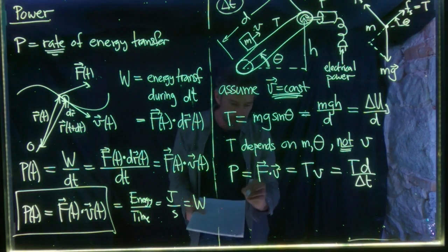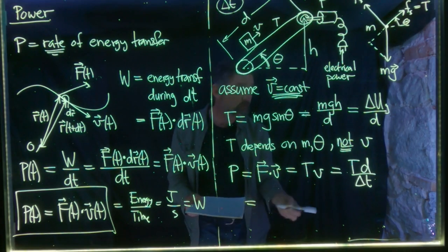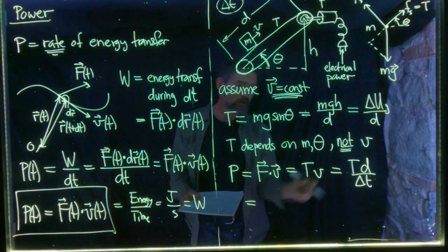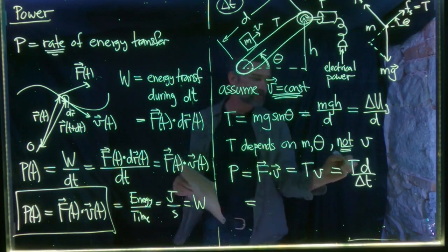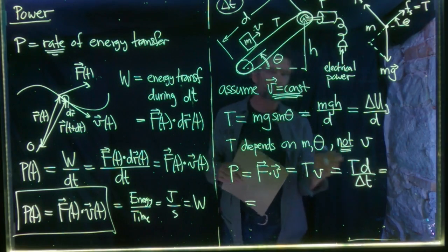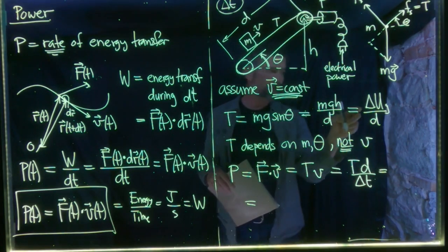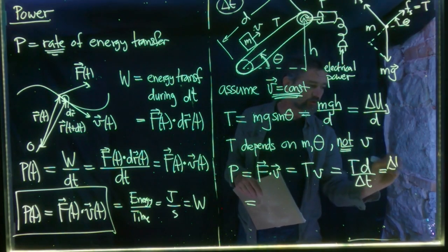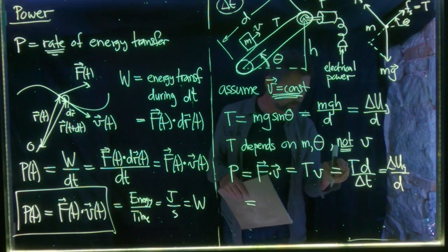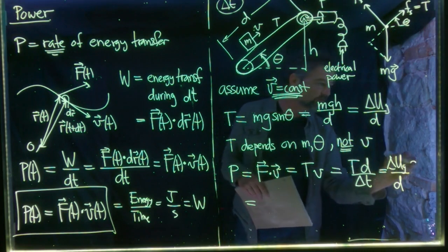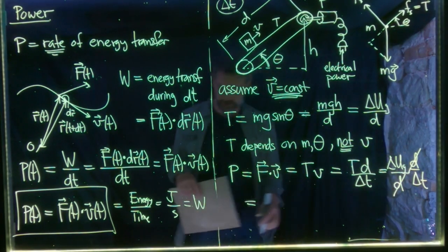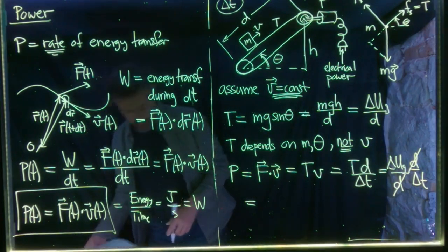Another way to write this that's kind of instructive here: what is T? So this is T times d over delta t. In fact, let me write it over here. T we had was the change in the gravitational field energy, divided by d, multiplied by d over delta t. The d's cancel out.